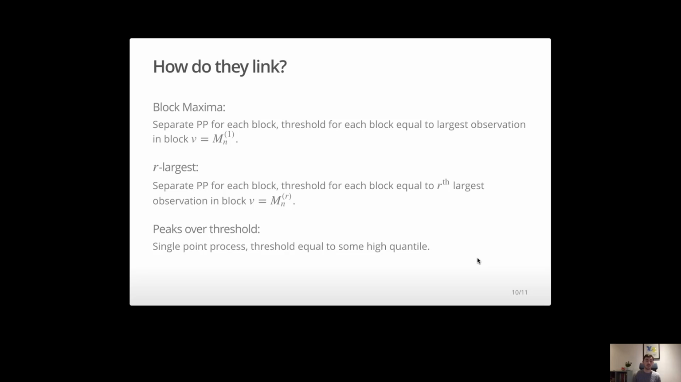The r largest order statistics work in a very similar way, but instead of just considering the threshold equal to the largest value, we set it equal to the rth largest order statistic. So, for example, the third largest value observed in that year. That way, r events are included in each Poisson process, and looking over all of them, we get r times the number of blocks as the number of observations included in our analysis. Finally, the peaks over threshold representation just looks at the events as a single point process and sets that threshold value equal to some high quantile of the distribution, where we're picking that value so that the GPD is an appropriate model.